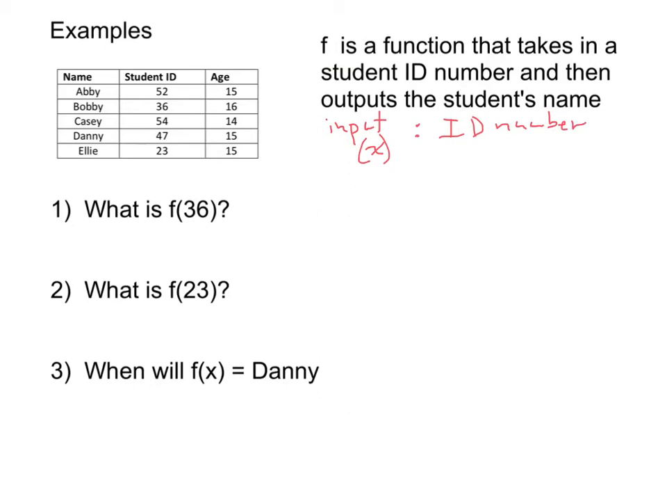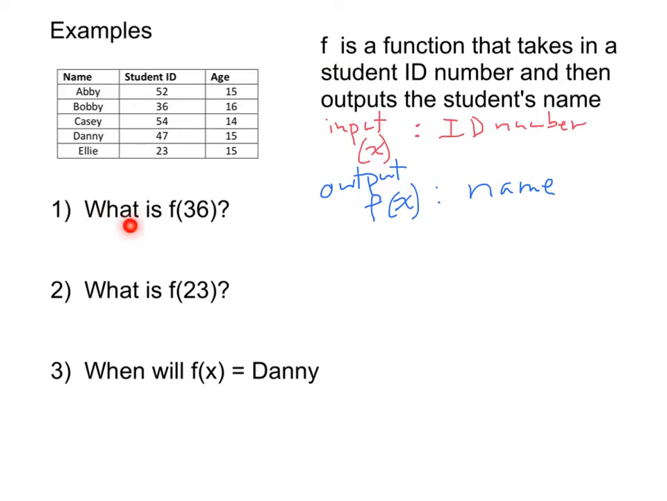Okay, and the output, and remember, for output we use f of x. So the output will be the name. You're going to input an ID number and output a name. All right, so let's take a look at some of these questions here.